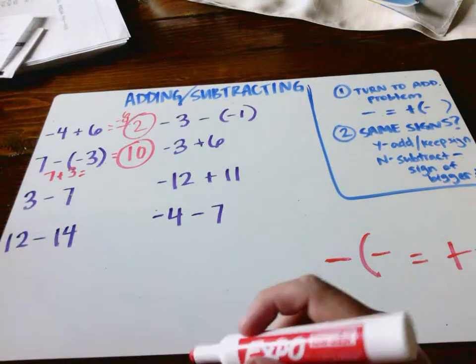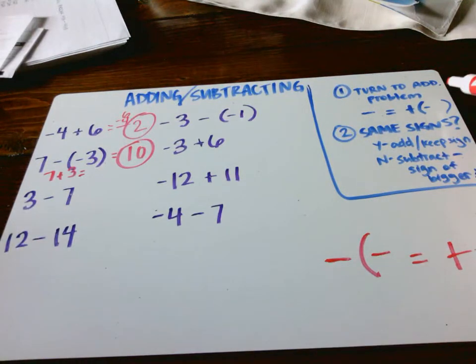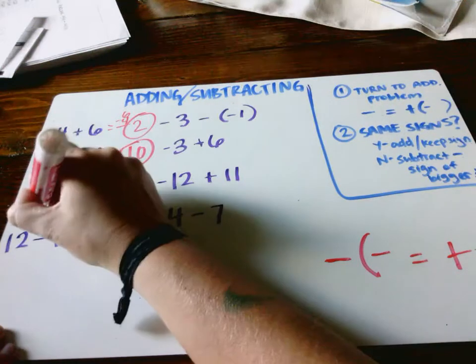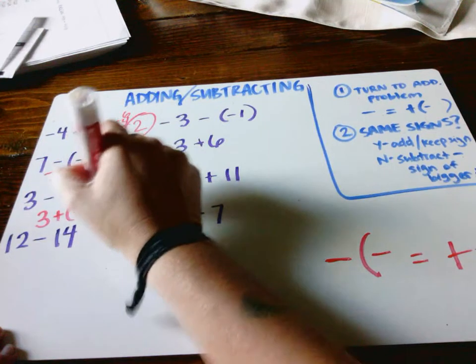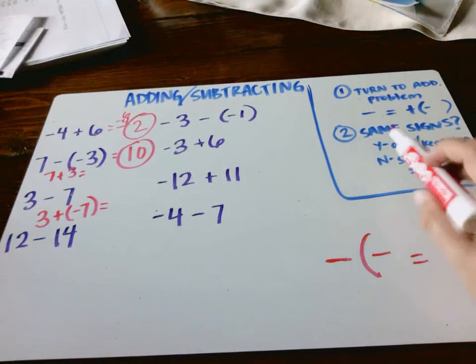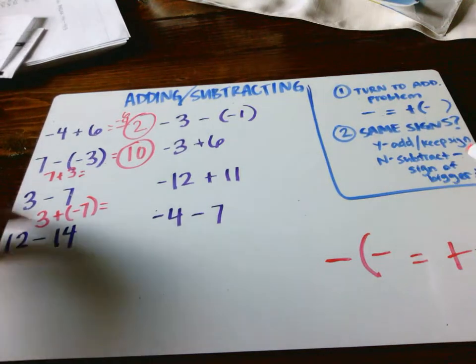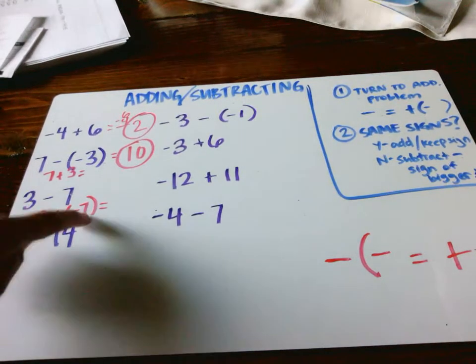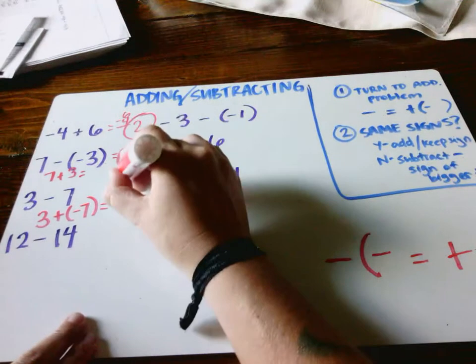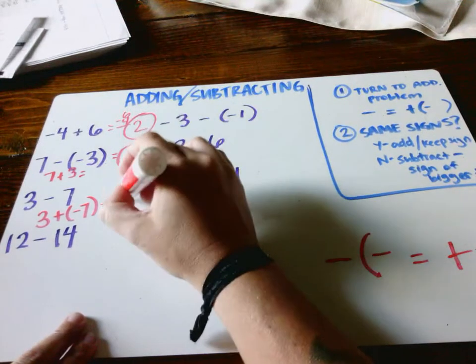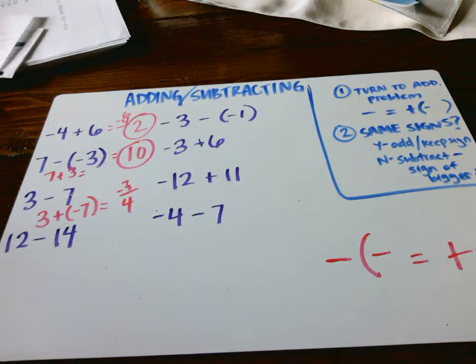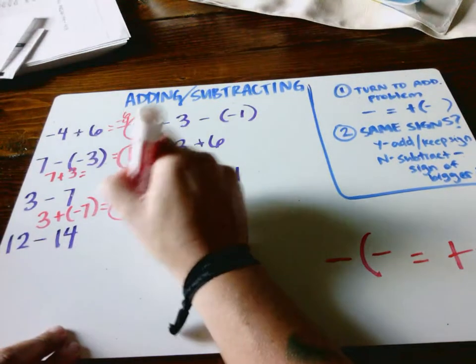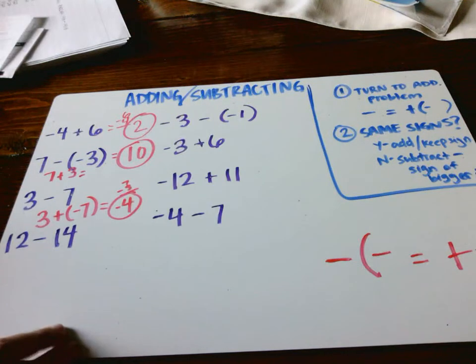3 minus 7. Well, step 1 is turn it into an addition problem. A subtraction problem is the same thing as adding a negative. So if I were to rewrite this, I could do 3 plus -7. And now I follow my rules. Do they have the same signs? No, they don't, because I've got a positive and a negative number. If not, I do my subtraction. 7 minus 3 equals 4. And then which number is the biggest, 7 or 3? Well, 7's got the bigger absolute value, so I know that I'm going to use that sign, which is negative.